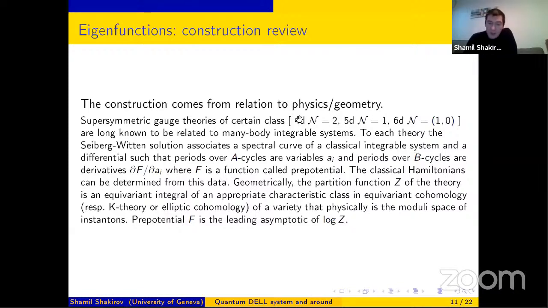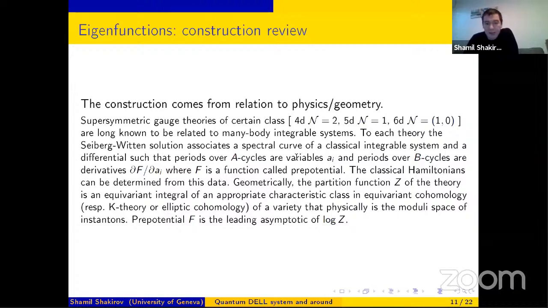These are theories in 4 dimensions, 5 dimensions, and 6 dimensions with these historical supersymmetry labels. So the relation goes like this. It's a relation due to Seiberg and Witten. It's called the Seiberg-Witten solution. To each theory, it associates a curve. And then it turns out that this curve is a spectral curve of some classical integrable system.